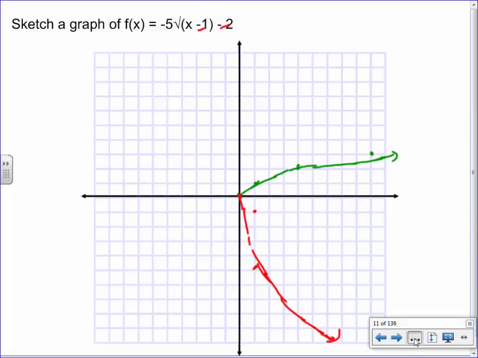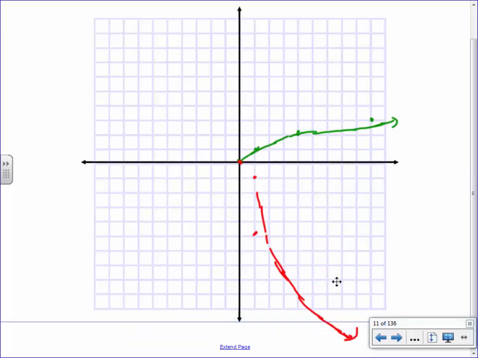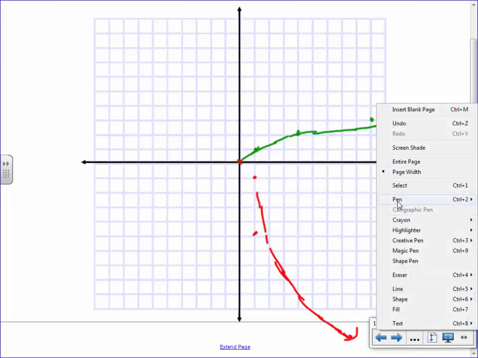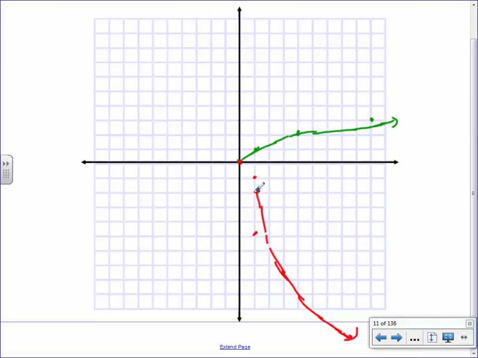So I can play a little trick here that you guys can't. I'm going to literally pick my graph up and move it over 1 and down 2. I can do that. You guys can't. You'll have to redraw it. However, the key point that I want to talk about is this sort of initial starting point.